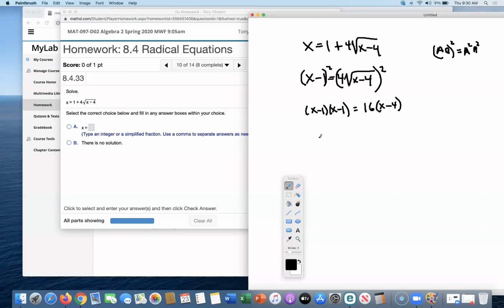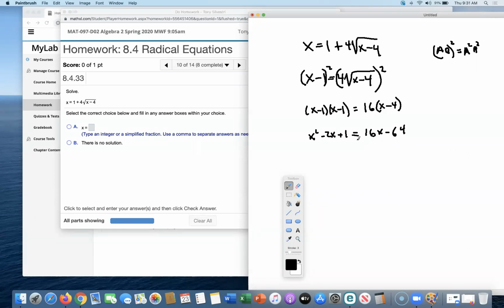If I do this, x squared, and I'm doing out the FOIL, minus x outer, minus x inner is minus 2x total. Combine the like terms, and -1 plus -1 is 1. It's equal to, multiply through, 16x minus 64. Okay. All right. You could do this. You did this in chapter 6.